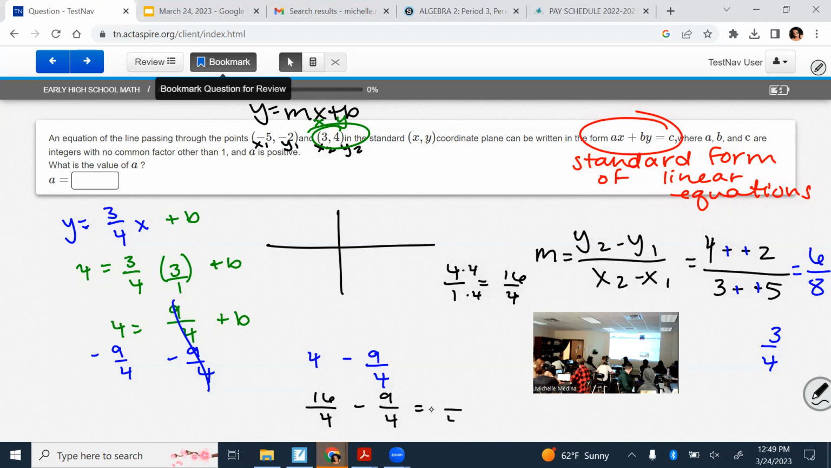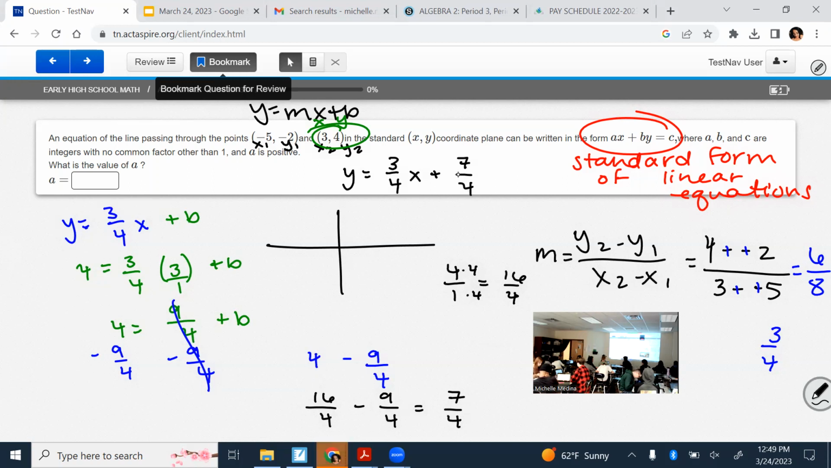The denominator will stay the same. What's 16 minus 9? 7. So I'm gonna leave it like that for a second. So right now I have Y equals 3/4 X plus 7/4.